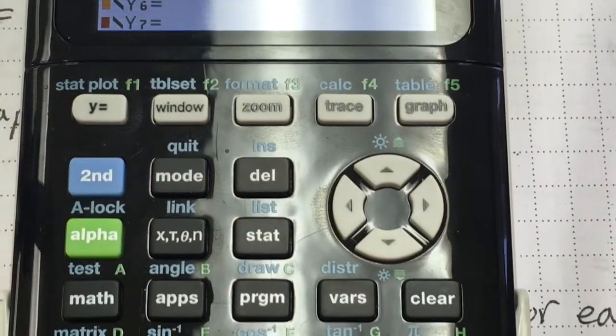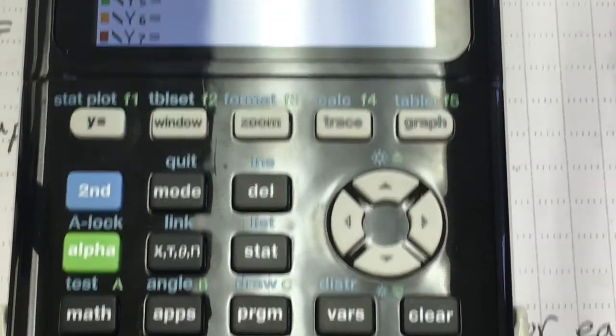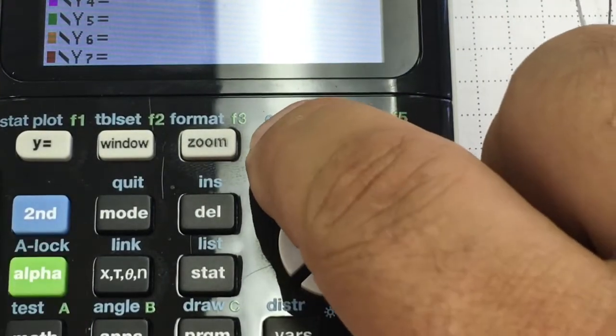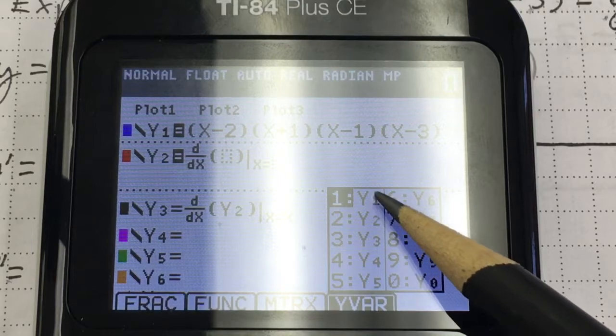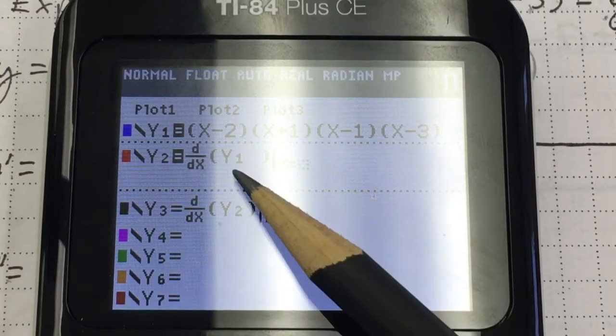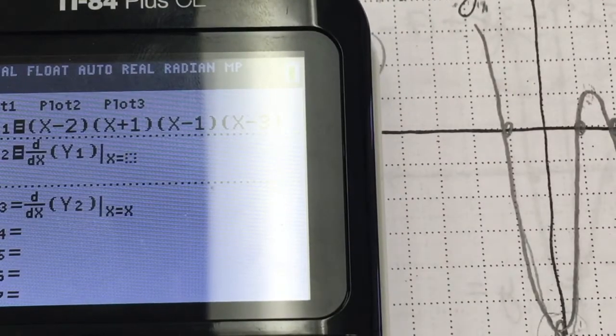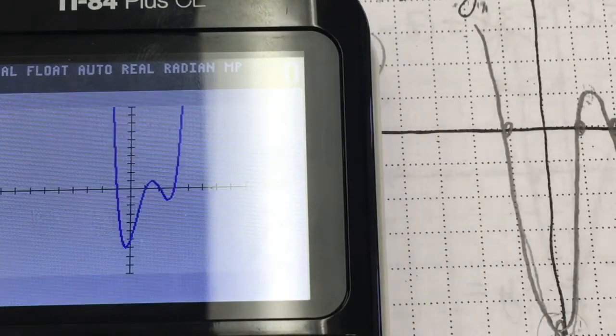And the keystroke to get that is going to be alpha calc. And it brings up this table. And notice, that's y1. So I'm going to do alpha calc of y1, which is just 1. And there it is. It put the y1 in there for me. Pretty nice. And now I want to evaluate it for all x. And now I'm going to hit graph.